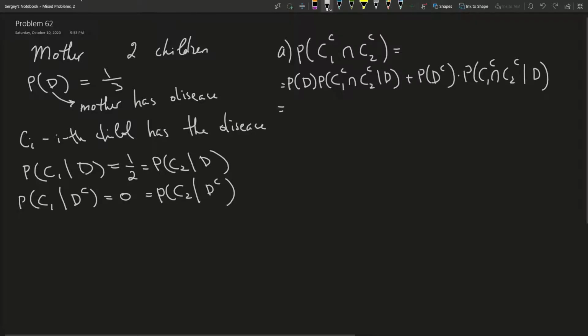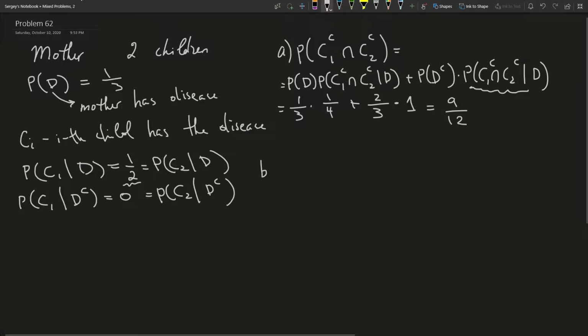Now the prior probability of the mother having the disease is 1/3, and we know that if the mother has the disease, her children independently of each other have probability 1/2 of not having the disease. So the probability that both of them don't have the disease, given that their mother has it, is 1/2 times 1/2, 1/4, plus the probability that the mother does not have the disease, 2/3, and we're told that if the mother doesn't have the disease, her children definitely do not. So this term here is just 1. And we have our answer, which is 9/12.